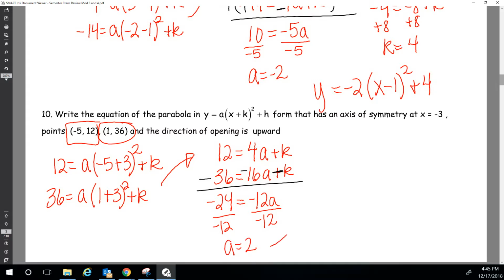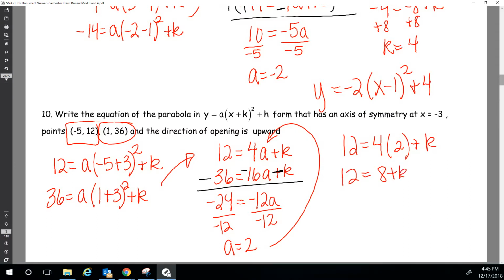Now that I know what a is, I'm going to plug it back into either of these equations. I'm going to choose the top one. 4 times a, which we know is 2 now, so I get 12 is equal to 8 plus k. Subtracting 8, I get k is equal to 4.